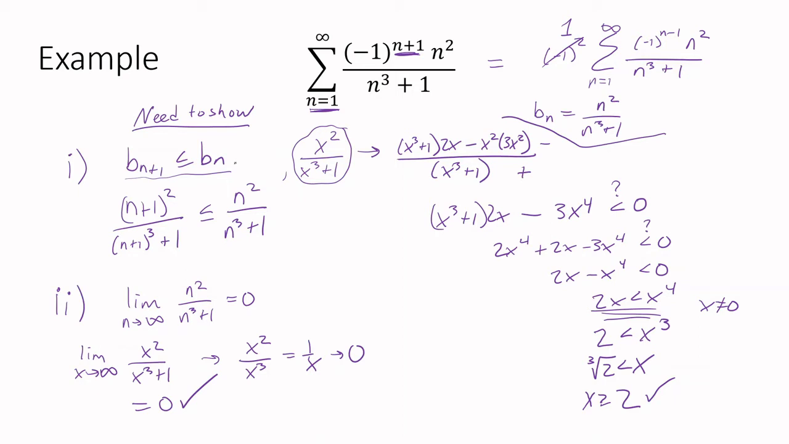So we've got our two conditions, and thus by the alternating series test, we converge. So you check the two conditions, you're good to go.